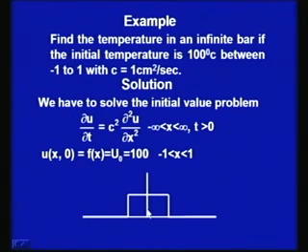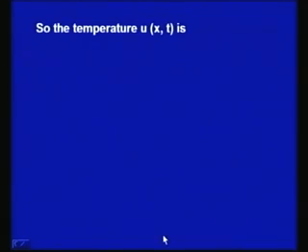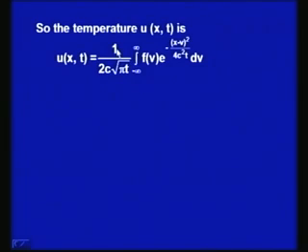I am not going to solve this equation again, as just now we solved it using the Fourier integral. We have got the solution as 1 upon 2c√(πt) times the integral from minus infinity to plus infinity of f(v) e to the power minus (x minus v) whole square upon 4c²t dv, that is the first formulation we are using.